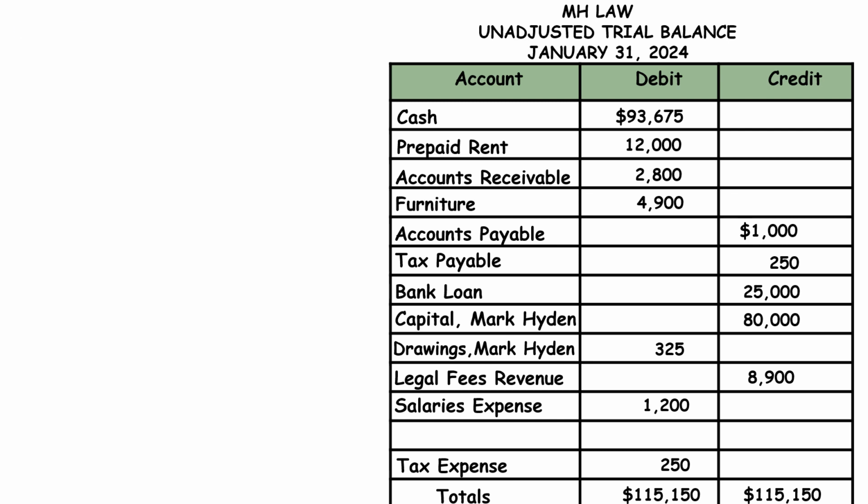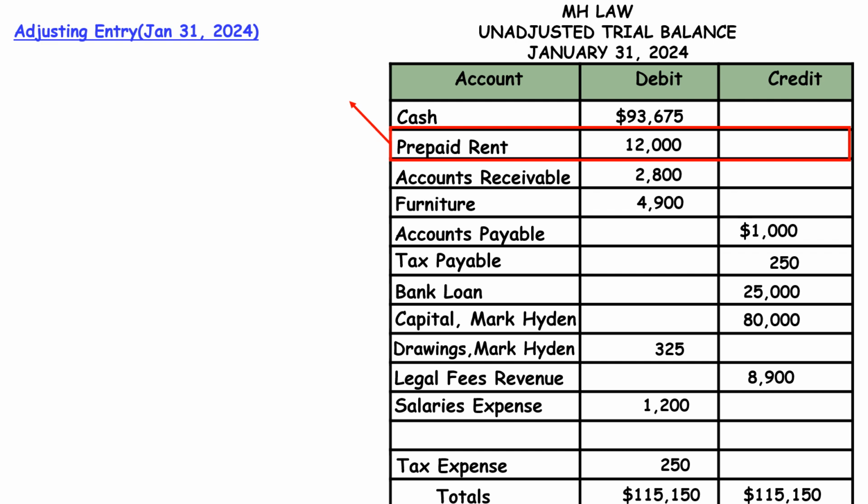Adjustments will be done at the end of the period, whenever the financial statements are prepared. In this case, we are preparing financial statements at the end of January, so we are going to make adjustments on that date. One example of an adjusting entry is the prepaid rent. Prepaid rent is rent that is paid for in advance.